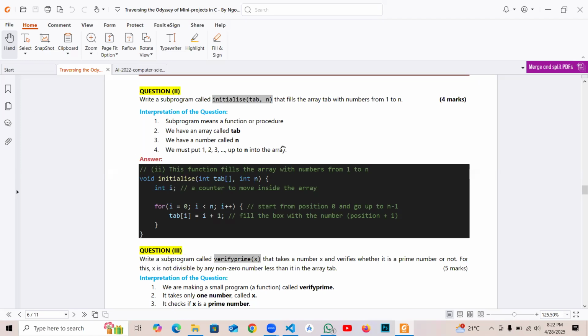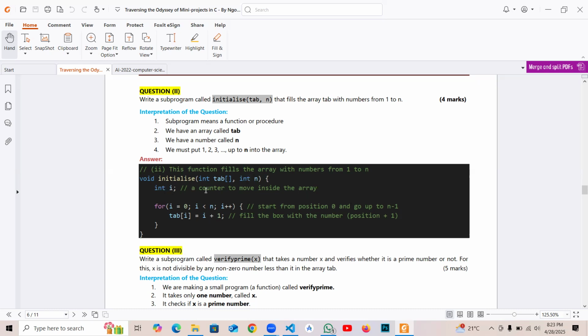We are going to write a program, and we know that a subprogram, as they are talking about here, is a function or procedure. The name of the function is initialize, which takes the name of the array tab and the size of the array n, and then fills in those numbers we saw, 1, 2, 3, 4 up to n. I say this function fills the array with numbers from 1 to n. So void initialize, int tab, int n, the size.